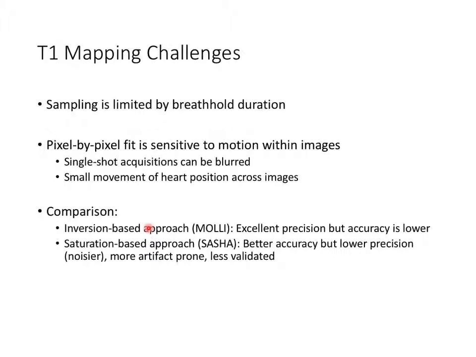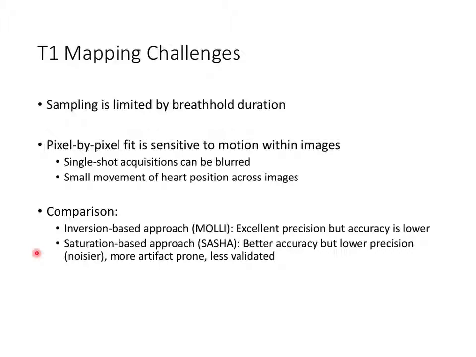So there's a couple of challenges, obviously. Breath hold duration. When you've got a set of, say, 11 or 12 images, you're saying, I'm going to measure the same pixel coordinate in each one of those 12 images and fit a T1 curve. Well, the assumption there is that the same piece of tissue is inside that voxel. And that's a poor assumption if the patient is not holding their breath really well.